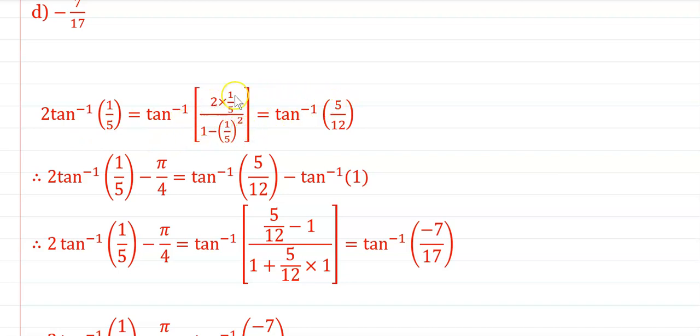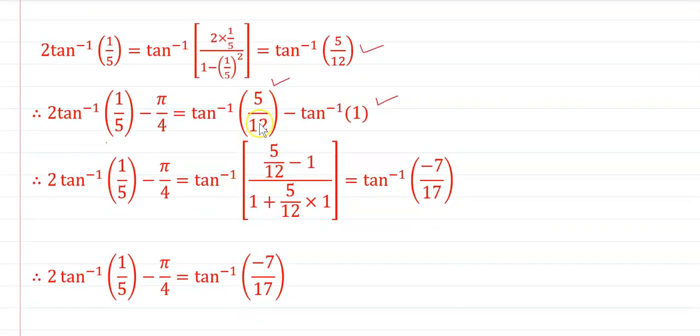You will get the same thing. Okay, next 2 into 1 by 5, you will get 2 by 5, and here is a simplification given. Then you will get 1 minus 1 upon 25. Again there simplification, you will get 24 upon 25, and next simplification you will get tan inverse of 5 by 12. Okay, and therefore 2 times tan inverse of 1 by 5 minus pi by 4. This is nothing but tan inverse of 5 by 12.